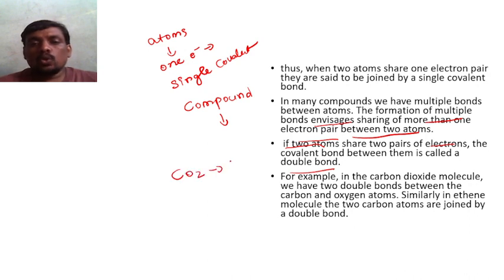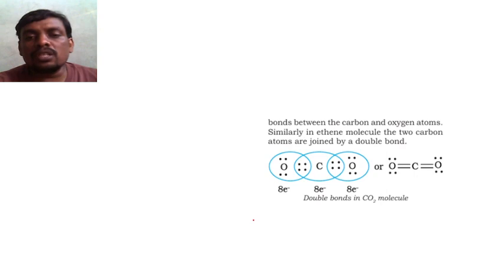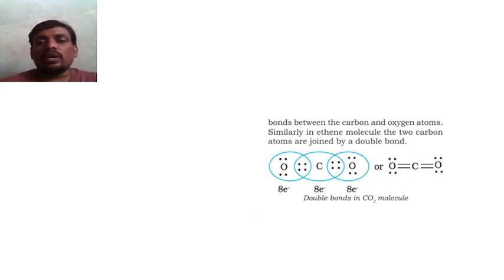We have two double bonds between the carbon and the oxygen atoms. Similarly, if you take the ethene molecule, two carbon atoms are there, and the two carbon atoms are joined by a double bond. So we are going to see now double bond formation in the case of the carbon dioxide molecule. Carbon is the central atom in CO2.